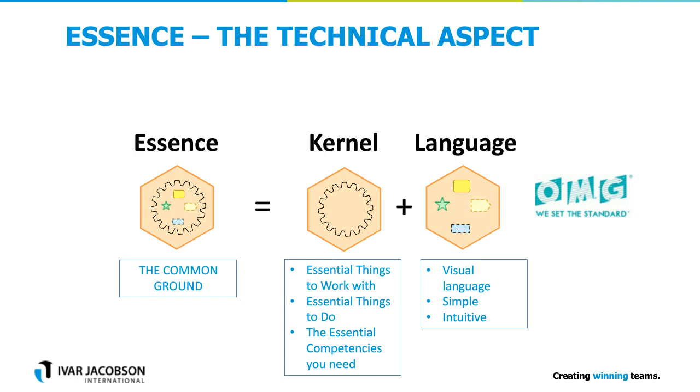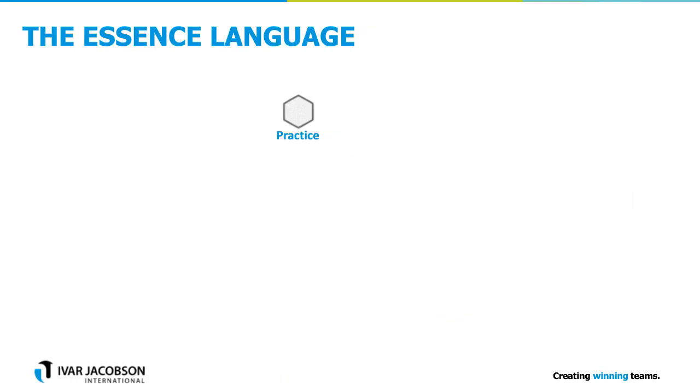So just a quick look at the language. This is the notation for practice. Practice is like a mini method. For instance, user story is a good practice. Scrum is a good practice. Continuous integration, component-based development, architecture, and so on are good examples of practices.